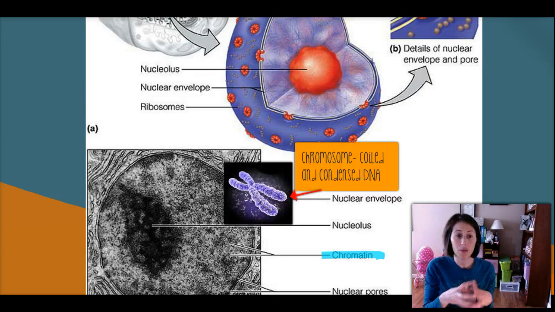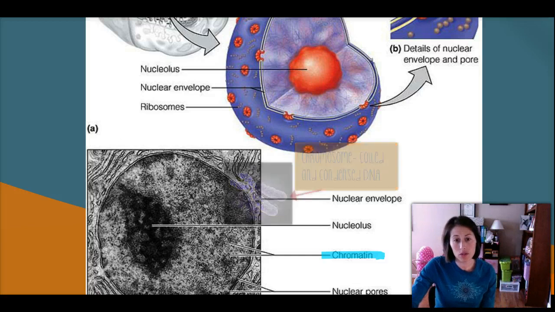When it coils up and it forms these X-shaped structures, that is called a chromosome, okay? But basically, any of those things are really DNA, and that's what you need to know.